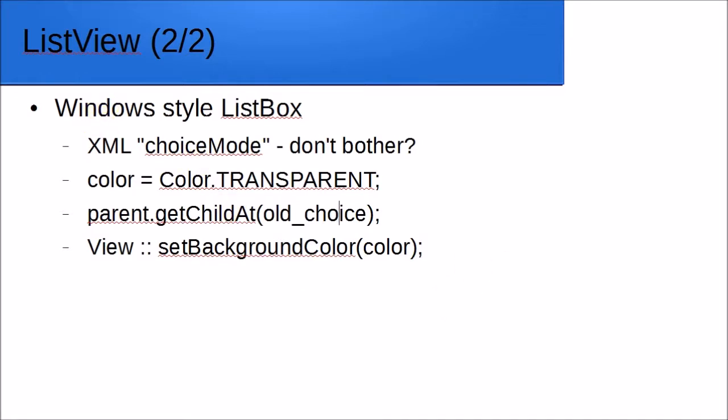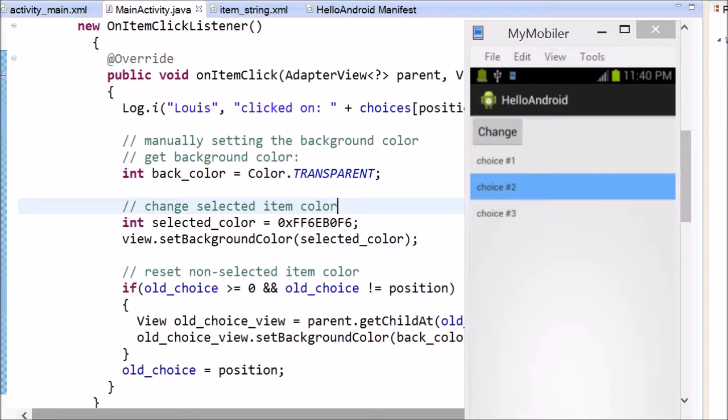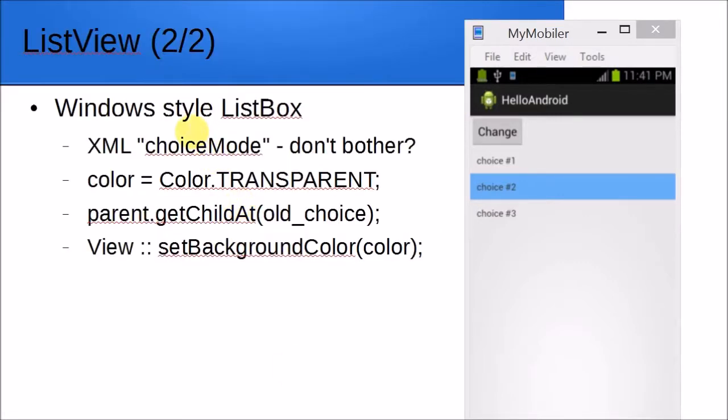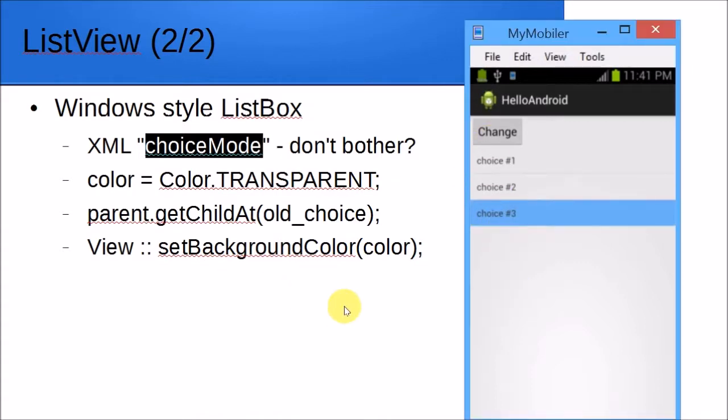So if you want to do multi-select, right now I'm keeping track of only one selection, the previous selection. If you want to do multiple selections, you just track more of them. So instead of a single integer for one choice, you have an array. Because the choice mode thing doesn't work, if you want to do multi-select, you have to implement it yourself. But it's the same thing as this. I'm doing single select right now.